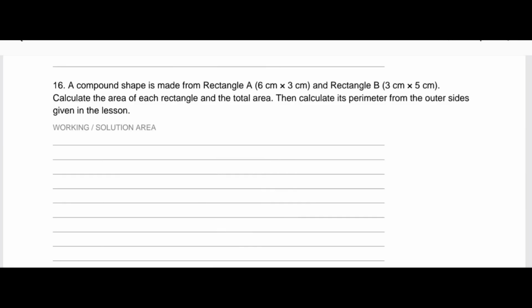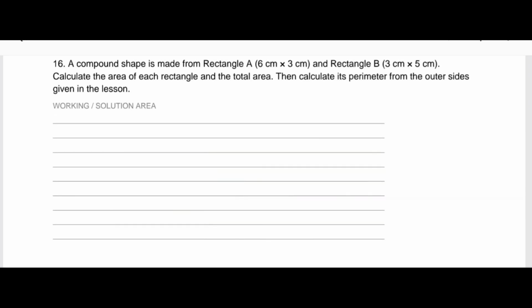A compound shape is made from rectangle A, 6 centimeters by 3 centimeters, and a rectangle B, 3 centimeters by 5 centimeters. Calculate the area of each rectangle and the total area. Then calculate its perimeter from the outer sides given in the lesson. Do you understand?